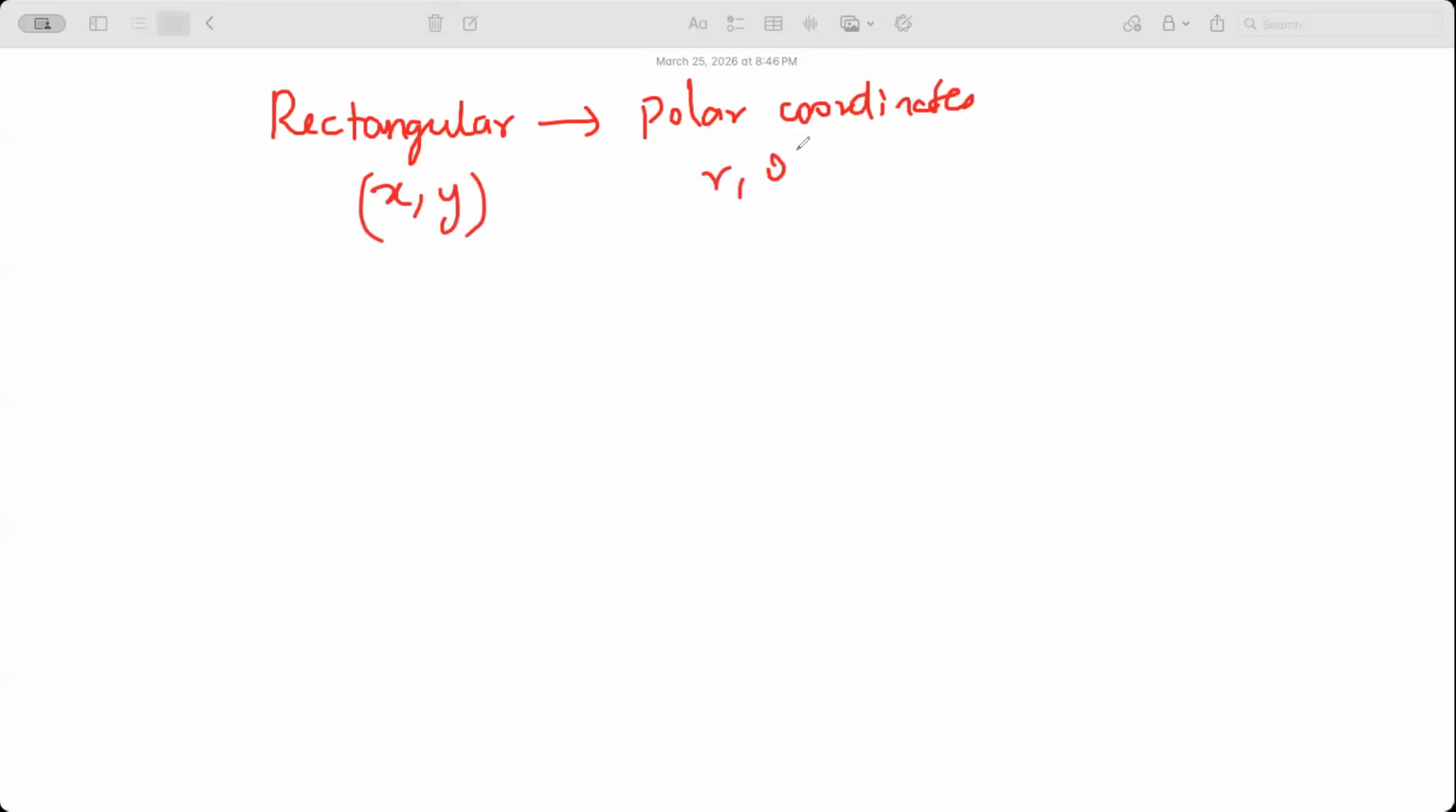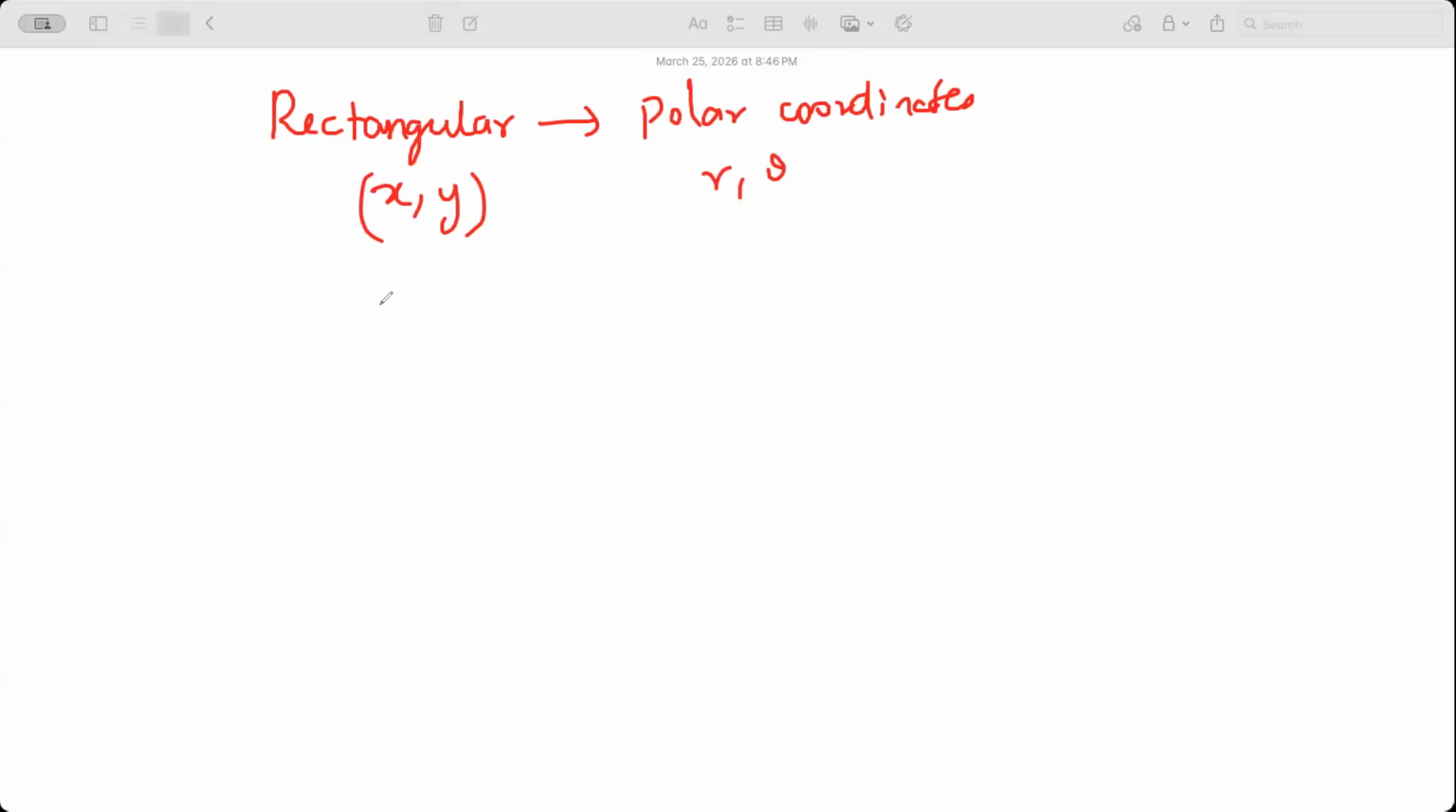Now I really want you to convert. We did polar to rectangular, right? The next thing I want you to do is rectangular to polar. So how do you do rectangular to polar? Let's see this again. We will do rectangular to polar now. So we are going to convert from xy form to r comma theta form.